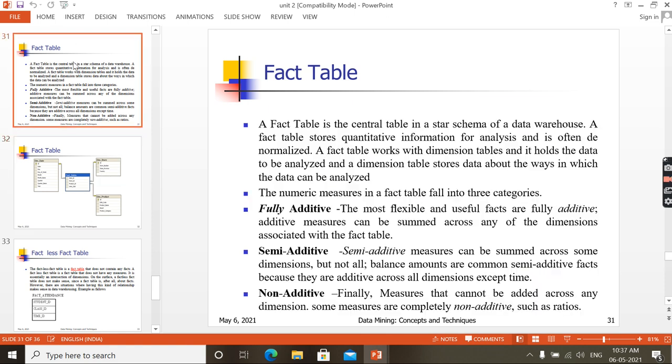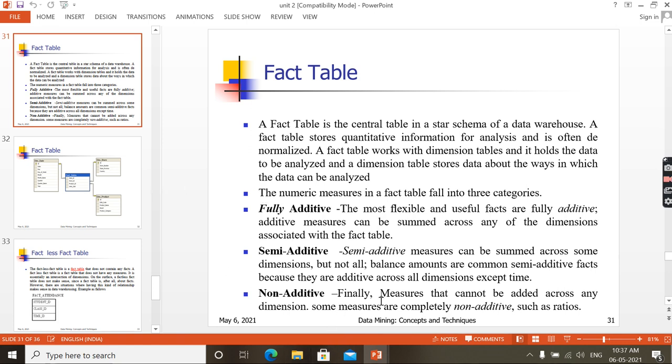Next, semi-additive. Semi-additive is nothing but summed across some dimensions. Only some dimensions' data can be summed, but not all. Balance amounts are common semi-additive facts because they are additive across all dimensions except time. So the balance amounts we can get through the other attributes; the time attribute we need not use. So this is semi-additive. Only some dimensions we will use.